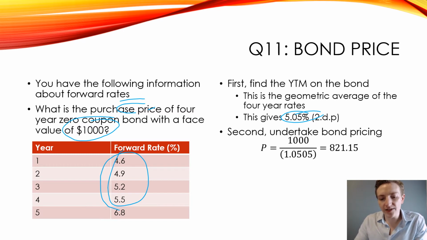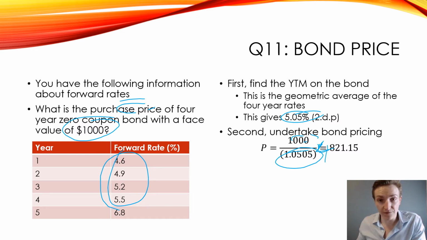You can then apply this in order to get your bond pricing here. So you would take your $1,000, divide through by 1.050505, and you take that all to the power of 4, which is not printed out right here on the slides, but this should all be exponentiated to the power of 4, which would ultimately give you $821.15.